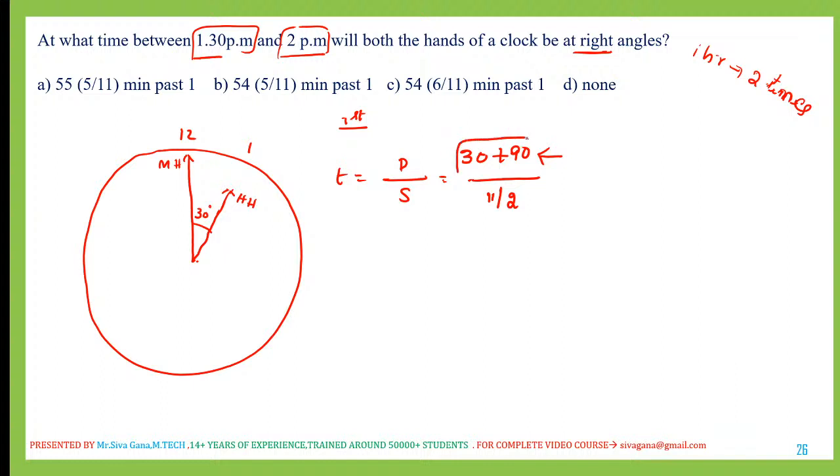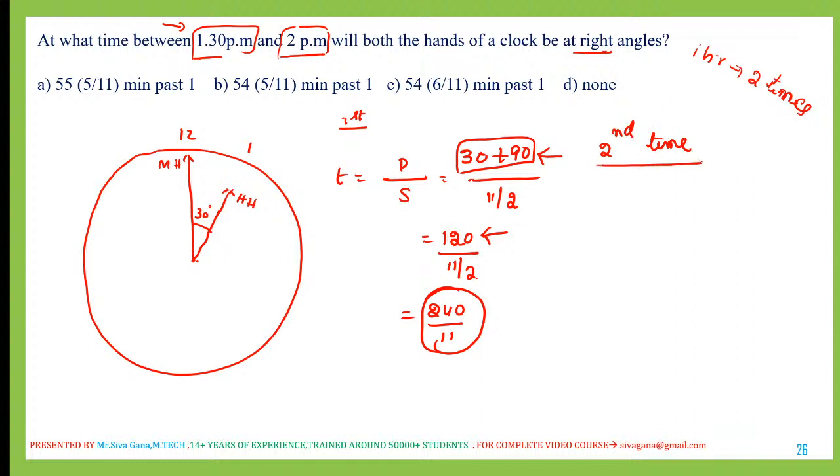So this numerator indicates 120 degrees. 120 degrees divided by 11/2, which means if the minute hand covers an extra 120 degrees, the perpendicular structure happens, which is 240 by 11. This 240 by 11 is less than 30 minutes, which means our answer is not between 1:30 and 2 p.m. So in this case, it is definitely the second-time perpendicular case.